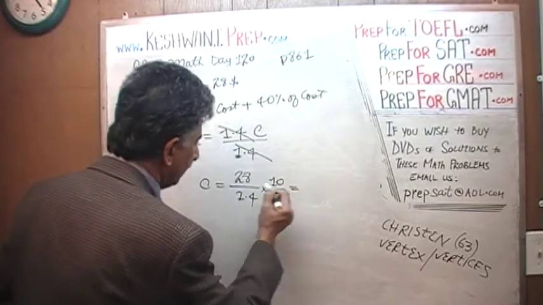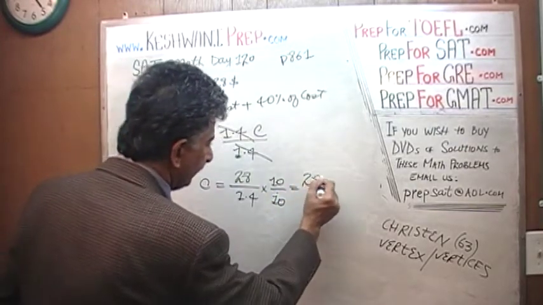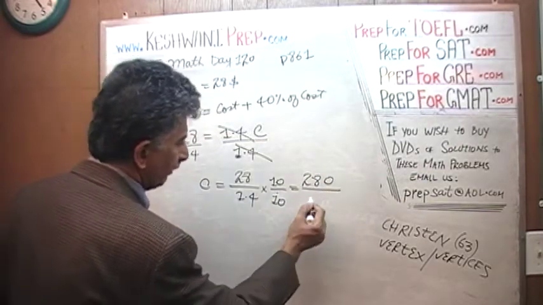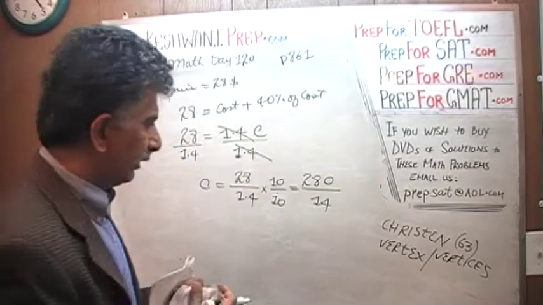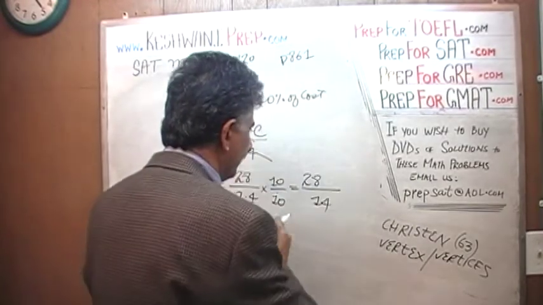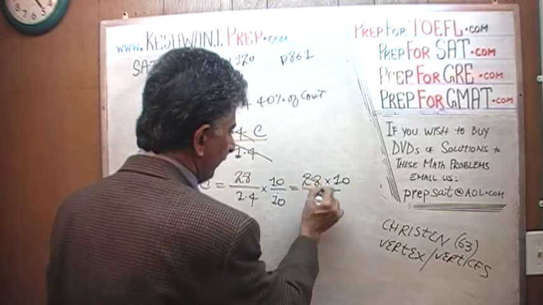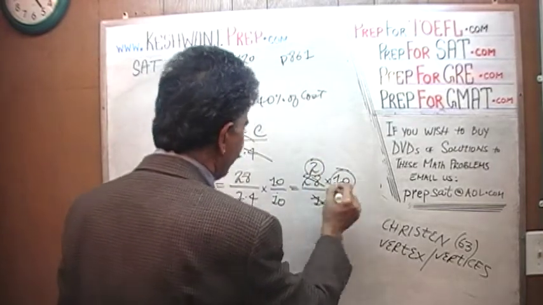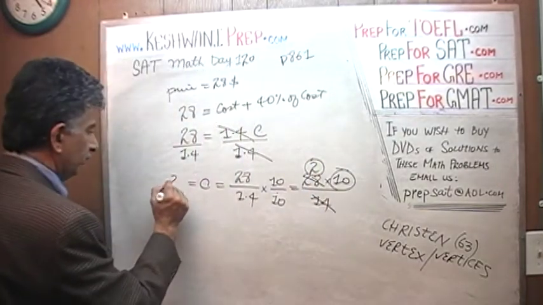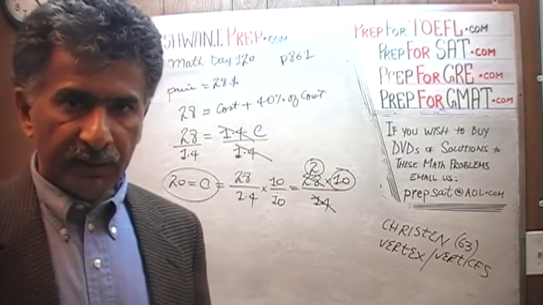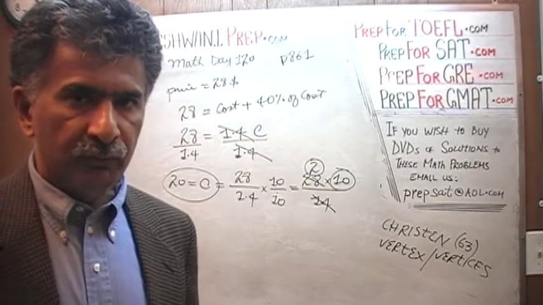If you do that, 28 times 10 is 280, or you can leave it like that, and 1.4 times 10 will be 14. We could have left the top as 28 times 10, and then 28 divided by 14 is 2, and it's 2 times 10. So it turns out that the cost is $20. The cost of the sweater is $20. It costs $20 for the store to buy it.